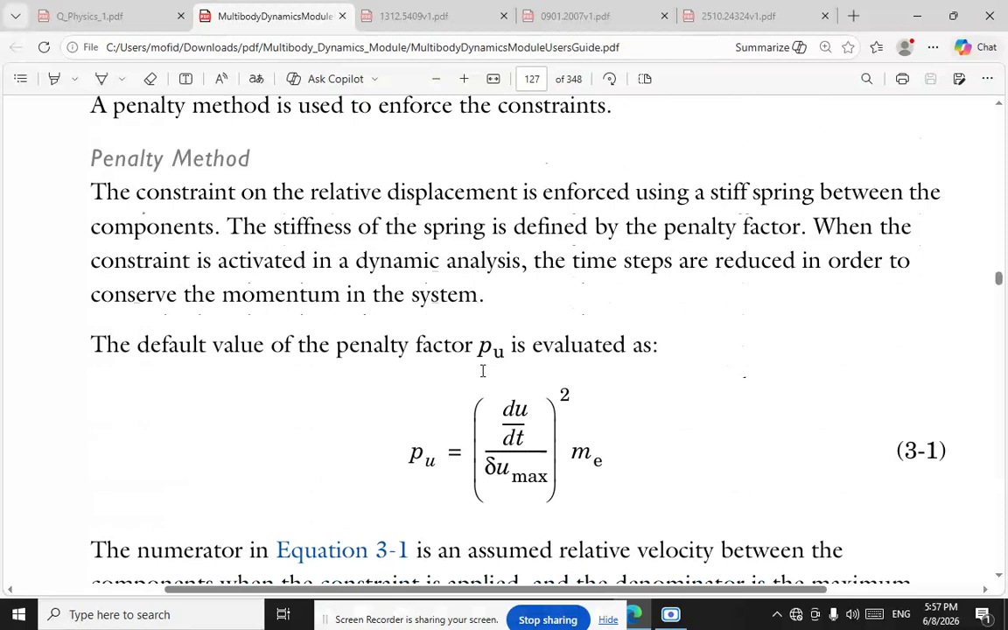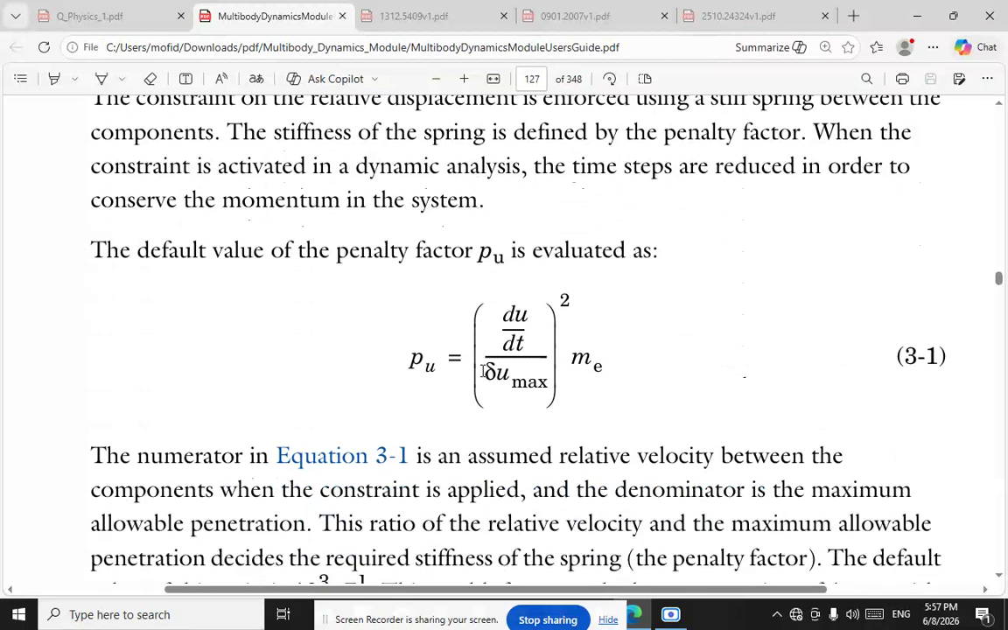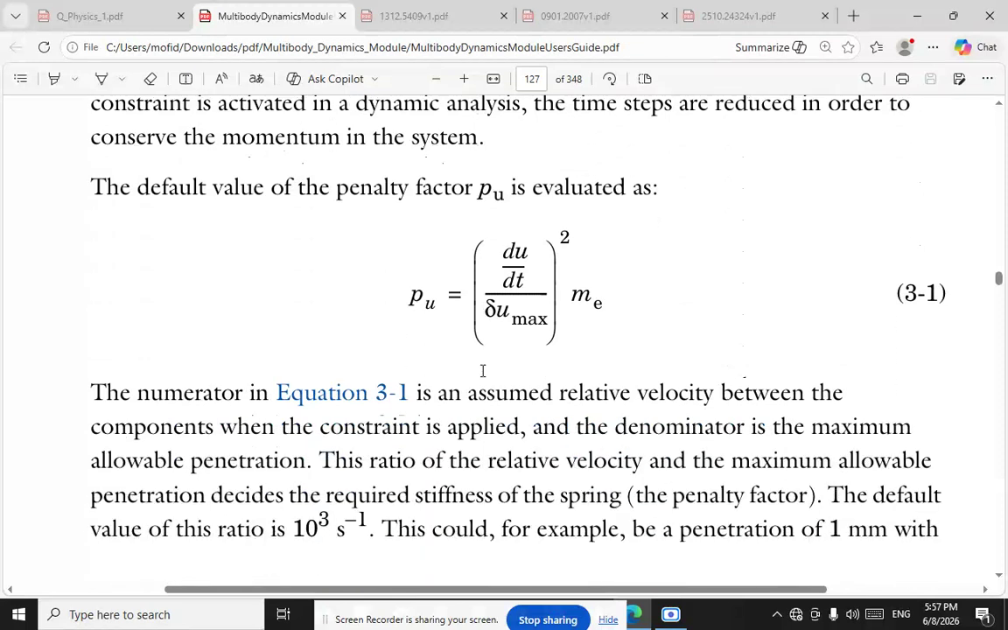And now I want to go through the penalty method. The constraints on the relative displacement are enforced using a stiff spring between the components. The stiffness of the spring is defined by the penalty factor. When the constraint is activated in the dynamic analysis, the time steps are reduced in order to conserve the momentum in the system. The default value of the penalty factor Pu is evaluated as Pu is equal to the derivative of u based on the time divided by delta u max, to the power of 2, times ME.